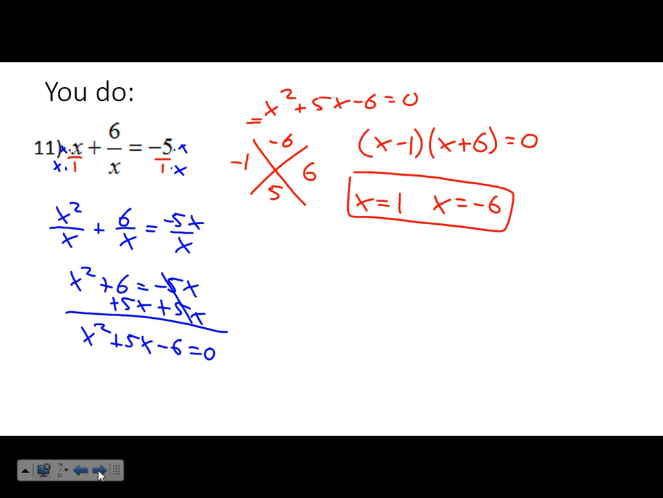And last thing, check. Make sure these both work. Plug them into your denominators. We only had one denominator, and it's just x. So 1 would be fine, 6 would be fine, or negative 6 would be fine. We're just plugging them in to make sure we don't get 0 for that denominator.